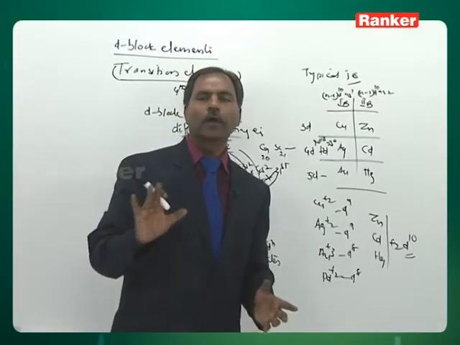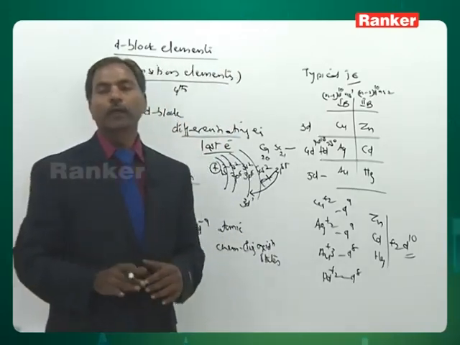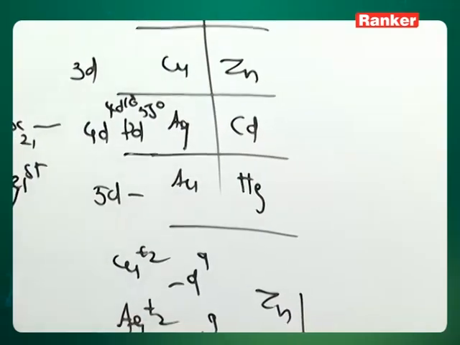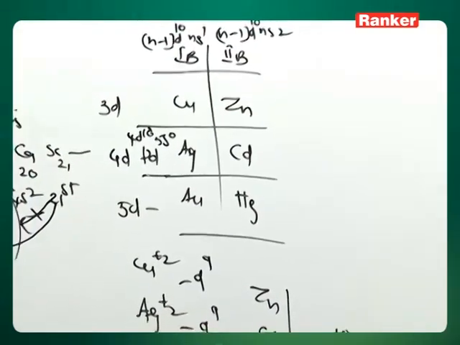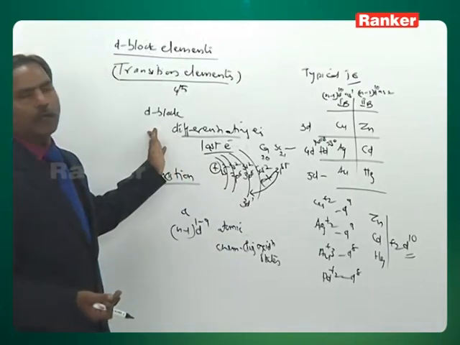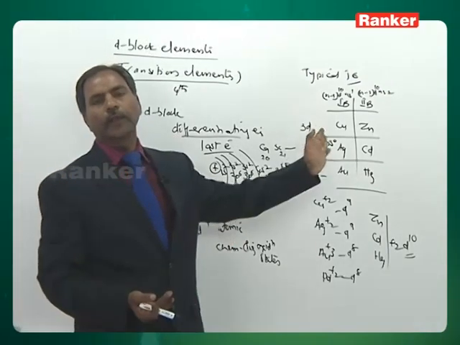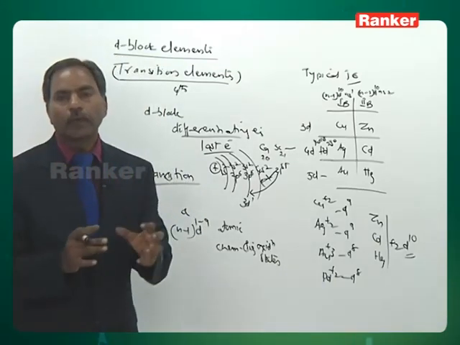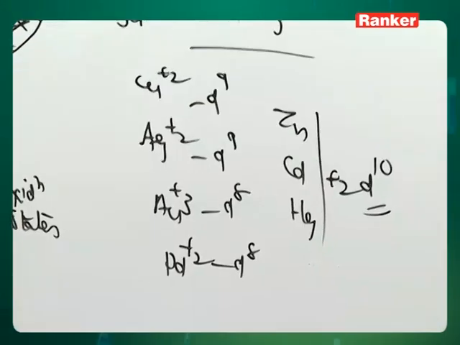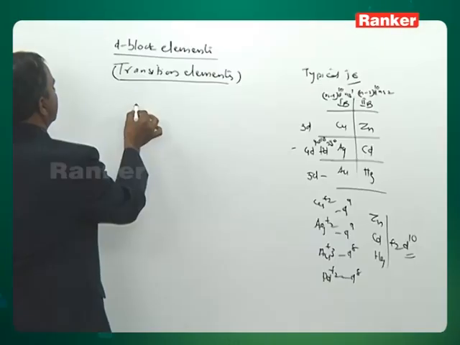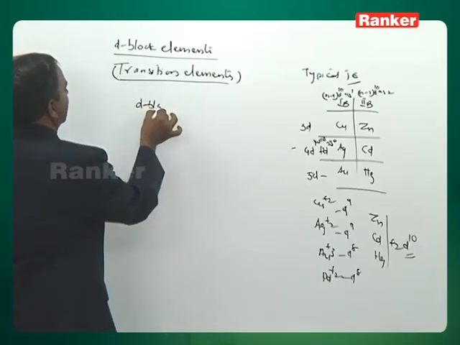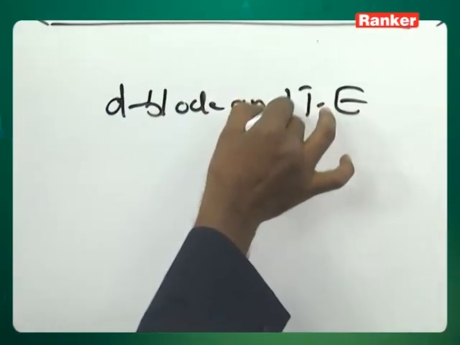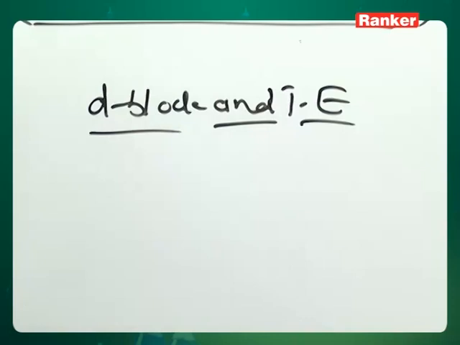Typical transition. Copper, Ag, Au, palladium are typical transition elements. Zinc, cadmium and Hg are non-typical transition elements. So these are the definitions of d block elements, transition elements and typical transition elements. Let me show what the relationship is between d block and transition elements.